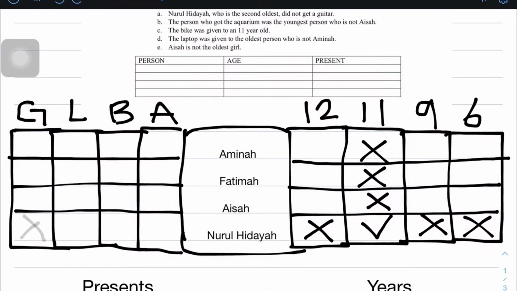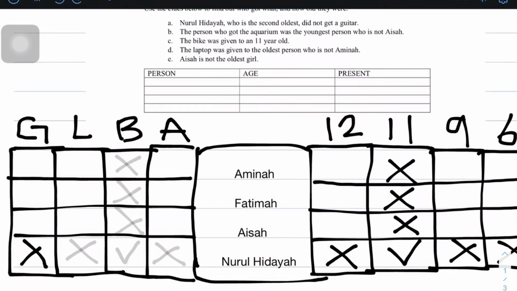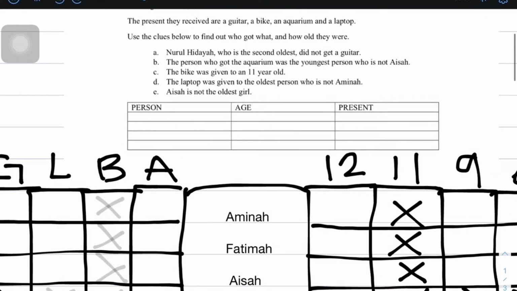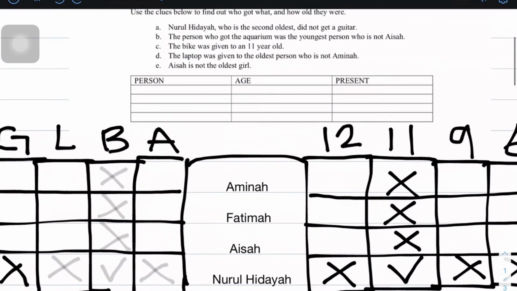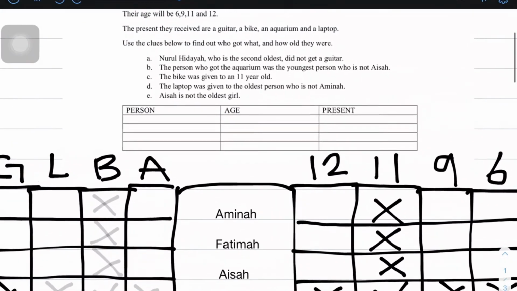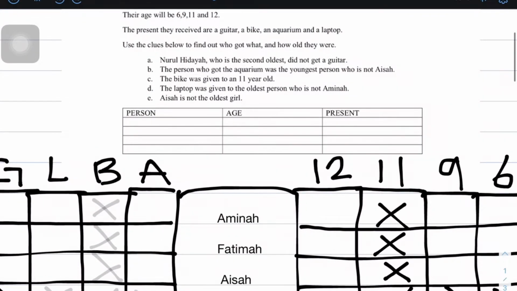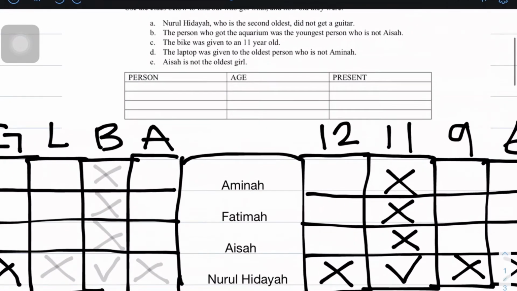Besides that, we know that Nurul Hidayah did not get a guitar, so we automatically cross out the guitar column for Nurul Hidayah. Move on to clue B. The person who got the aquarium was the youngest person who is not Aisyah. Right now, we don't have a clue on who is the youngest person, but we know that Aisyah was not the youngest, so it is either Fatimah or Aminah.